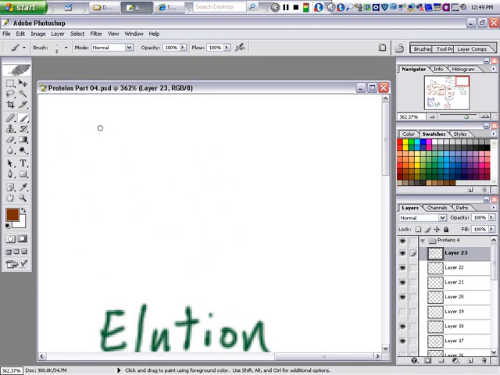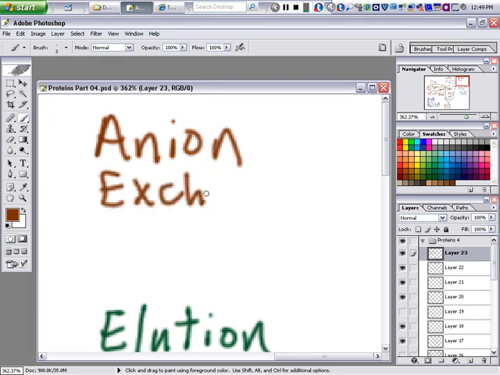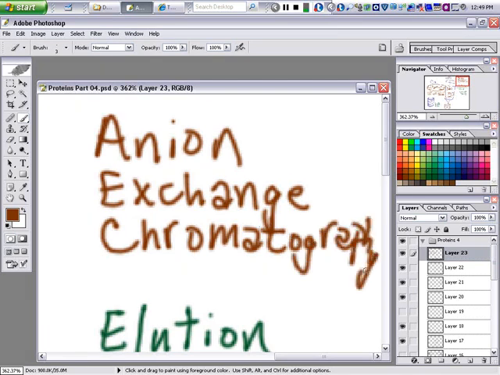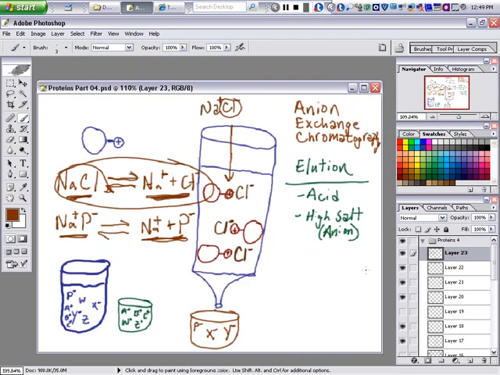We call this type of chromatography anion exchange chromatography. And that name should make a whole lot of sense now. Anion exchange chromatography. Because what you're doing, you're putting the anionic proteins onto the column, and then you're exchanging those protein anions for another anion. And that's what causes them to elute from the column.